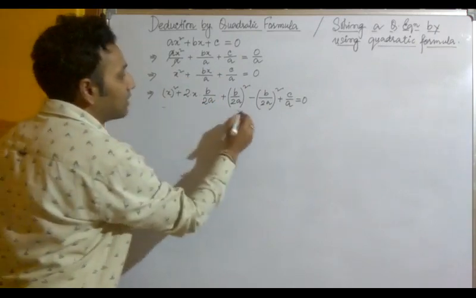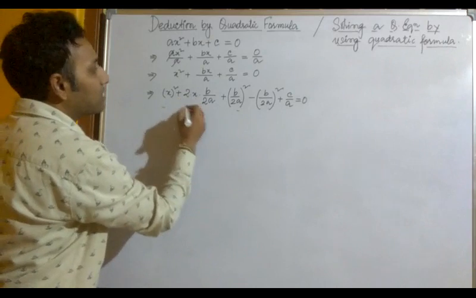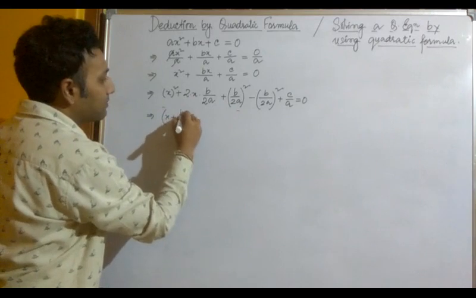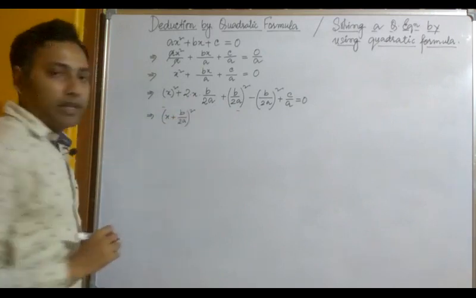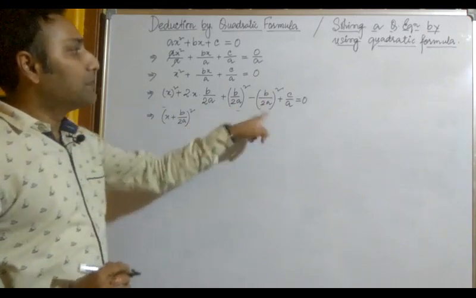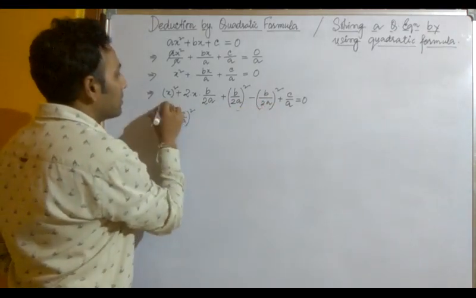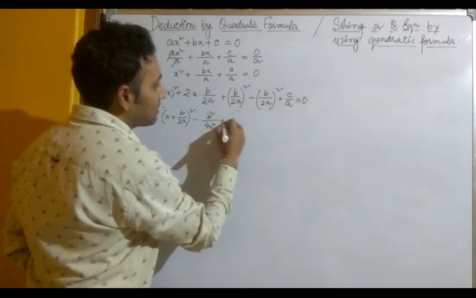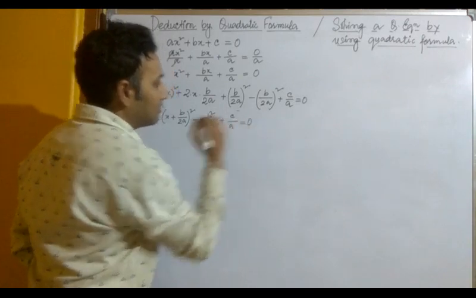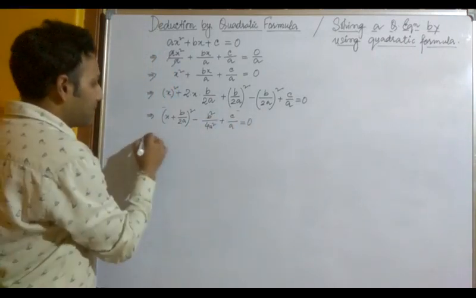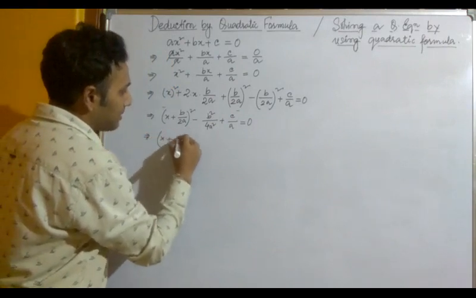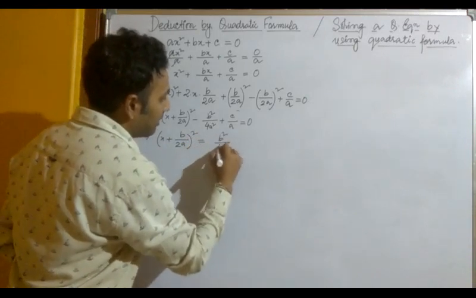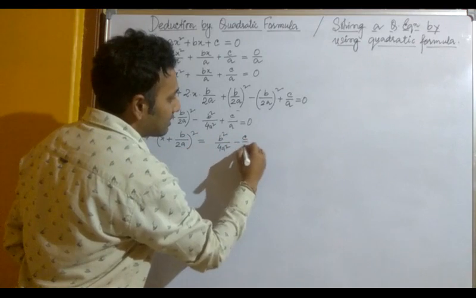Now see this part. This part is a square plus 2ab plus b square. So I can write a plus b whole square. Now we have to simplify this part. It will become minus b square by 4a square plus c by a equal to 0. Next step is x plus b by twice a whole square is equal to b square by 4a square minus c by a.